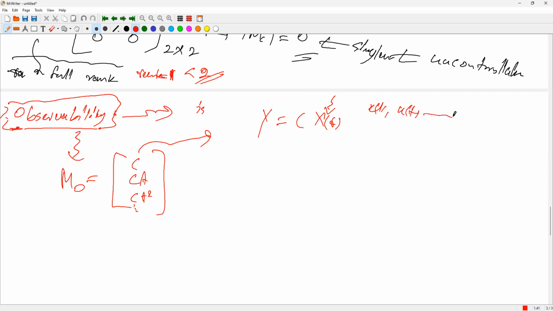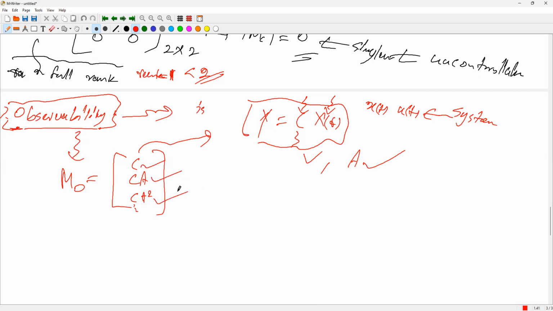x(t) and u(t) represent the system. They are system variables. This C could be a matrix, but it is a constant matrix. The final output is some constant matrix times x(t). We can find C and we can find A, then we can develop CA squared, CA cubed. This should also be a rectangular matrix.